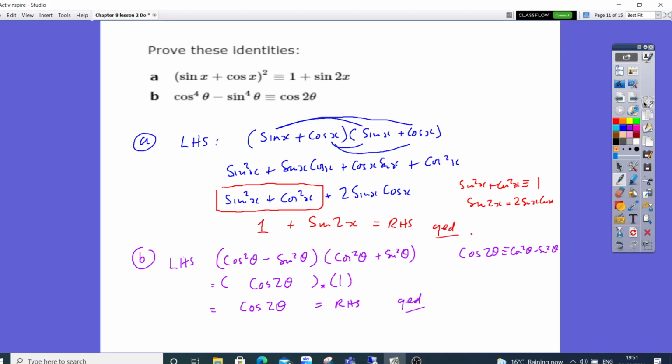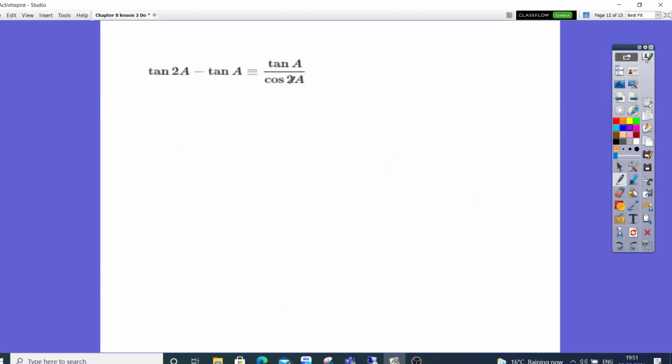Okay, let's do another one. So this one I think I confused a few of them. No, I think this one was okay. It's the next one that confused some of them. So let's have a look at this one. Now, again, what I'm trying to say to you guys is look for clues on the right hand side for what you need. So you need a cos 2a.